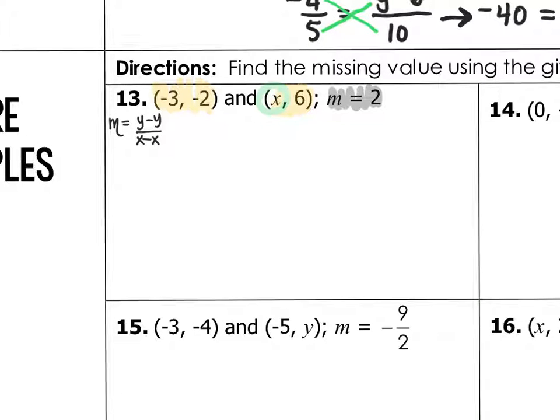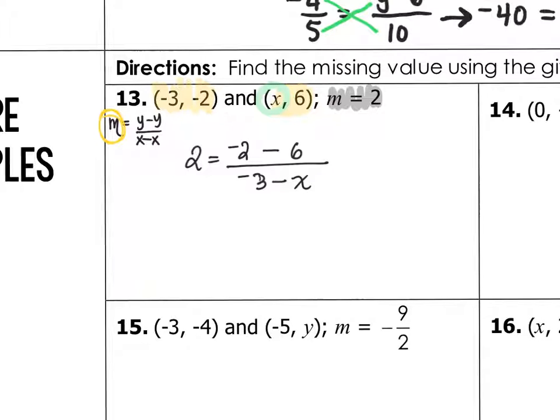So let's set up. We know that the slope is 2. So 2 is equal to, all right, let's grab our y's. Which one do we want to start with? Let's start with negative 2. Y minus y, so negative 2 minus 6, over x minus x, negative 3 minus x. Okay?